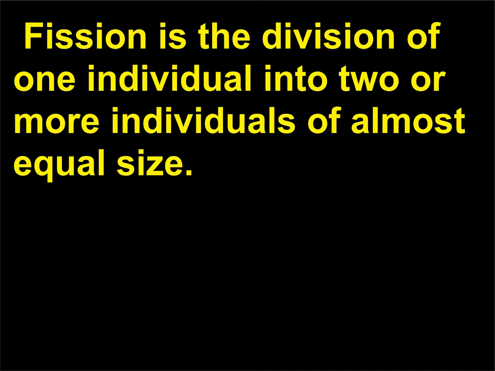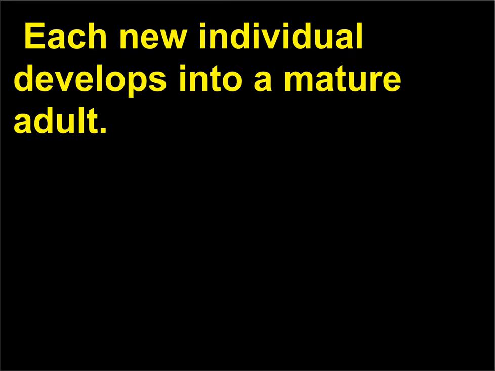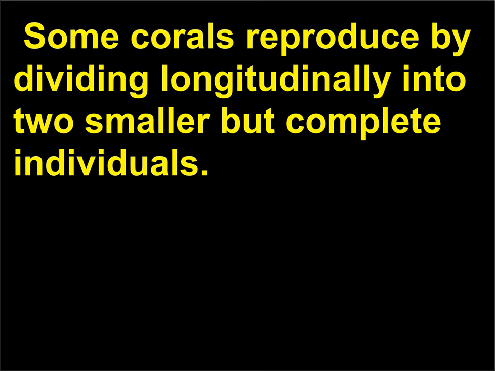Fission is the division of one individual into two or more individuals of almost equal size. Each new individual develops into a mature adult. Some corals reproduce by dividing longitudinally into two smaller but complete individuals.